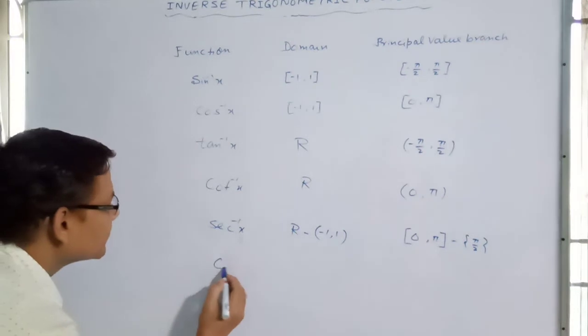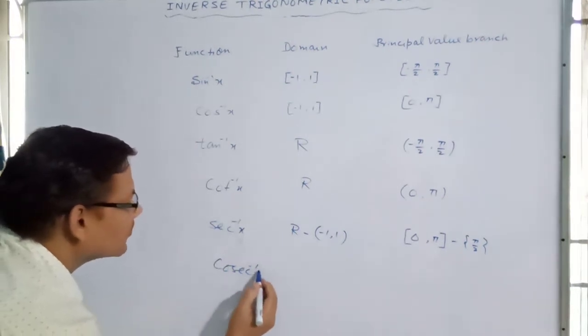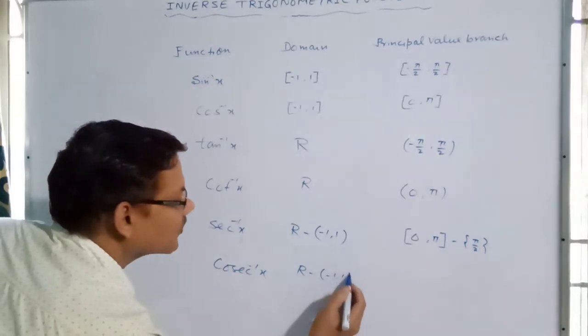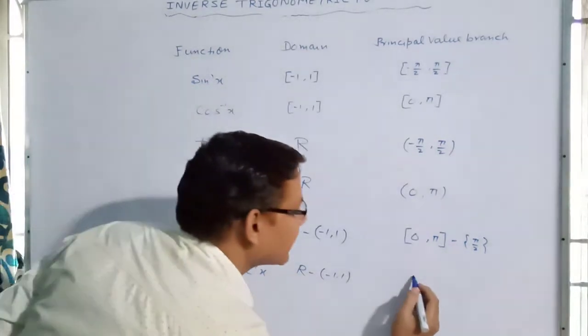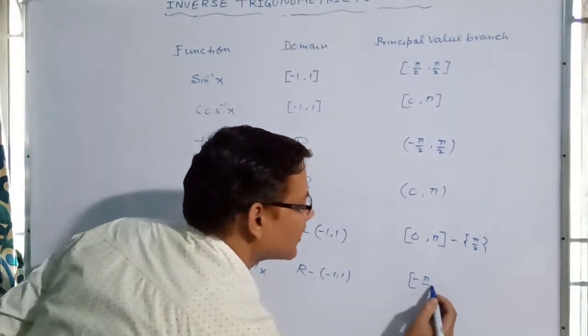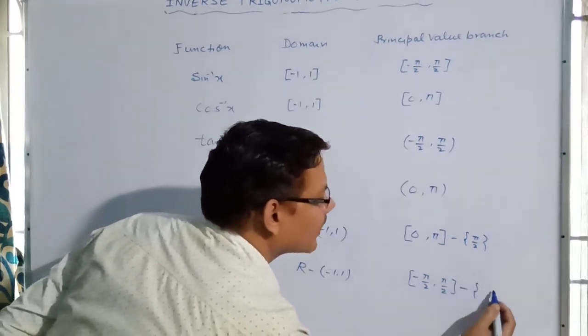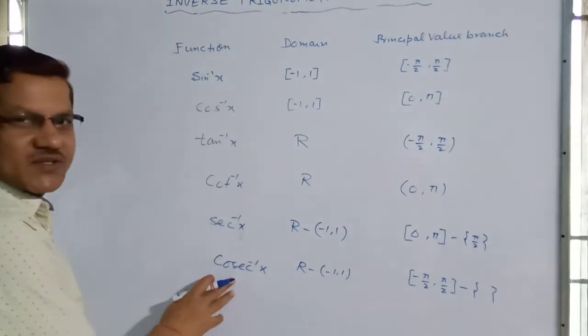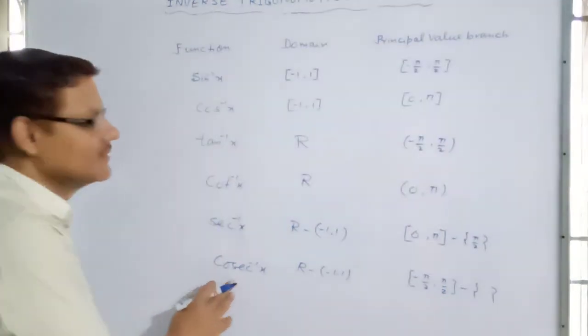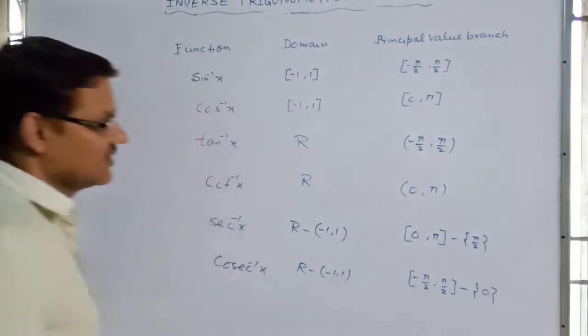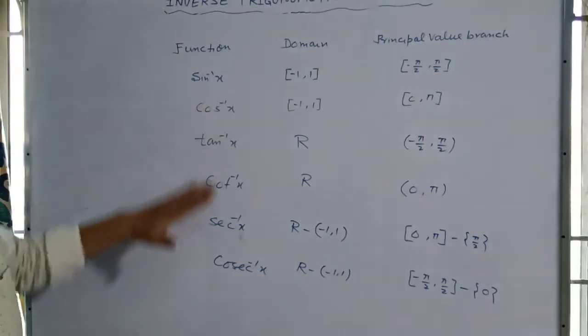The last one is cosec inverse x, again the domain is R minus (-1, 1), then taking the interval of sine, that is -π/2 to π/2, and there is one angle for which cosec x is undefined, since sin 0 is 0, that's why we have to exclude 0. This is about the principal value branch.